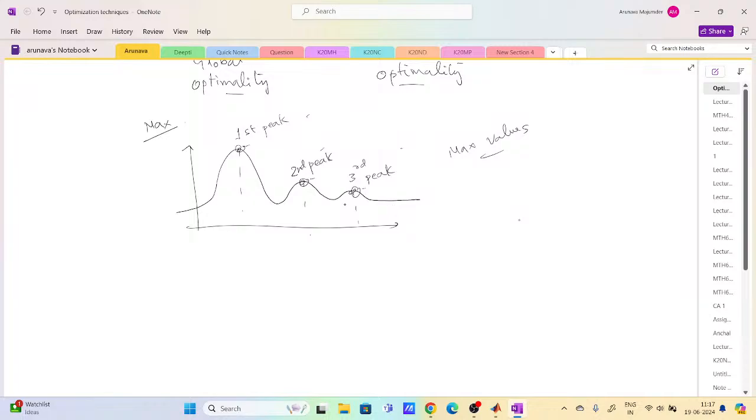But the global maximum of the function is not always just any peak. Global maximum means the highest peak of this function. Which one is the highest peak? First, second, or third? The first one is the highest peak. Second and third are not the highest peak of this function, but they are peaks. So all peaks, whatever peaks exist for any function, are called local optimum or local optimal solutions. This is also a local optimum, this is also local, this is also. So which one is global out of them? This is the global.